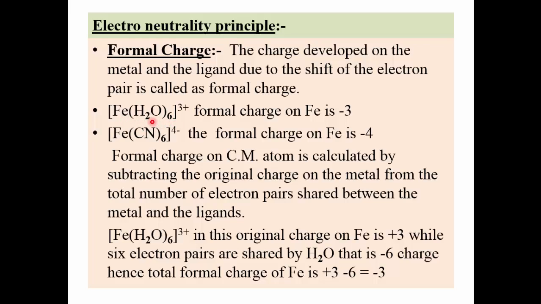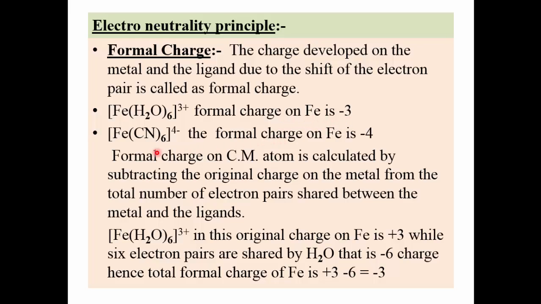Now when water molecules donate 6 electron pairs to iron, electrons are donated to iron. That means there is creation of -6 charge on Fe, and originally Fe carries +3. Therefore, from this -6, +3 is subtracted, and hence the formal charge on iron is -3.